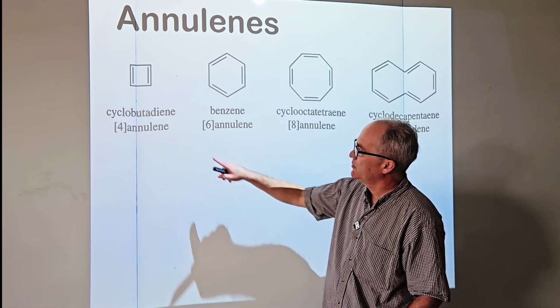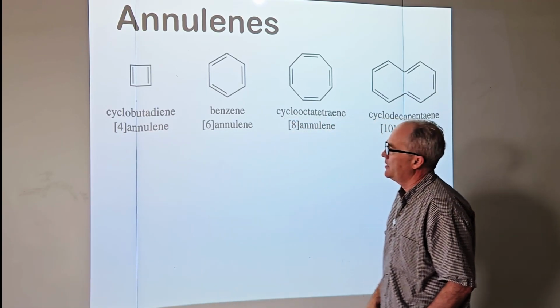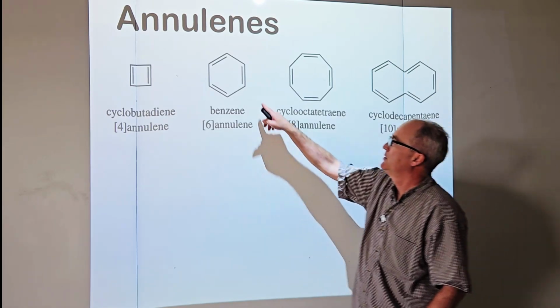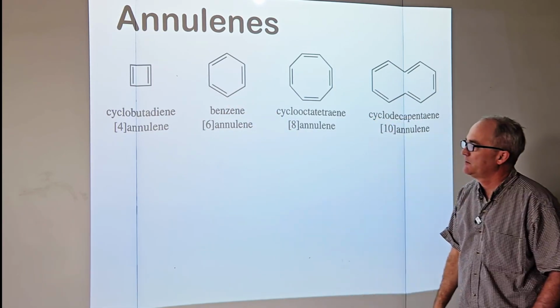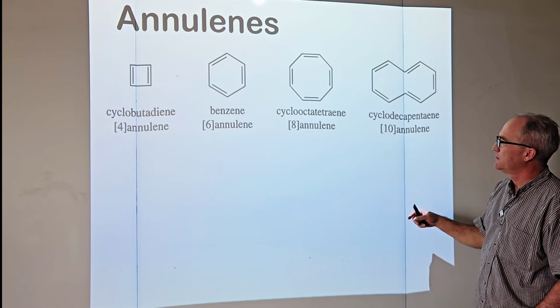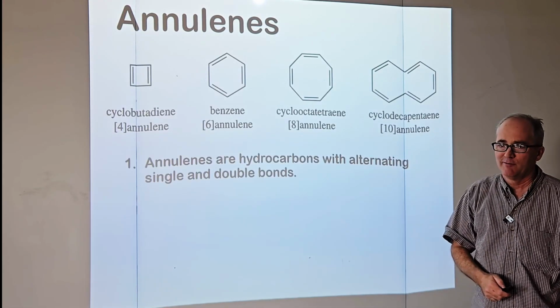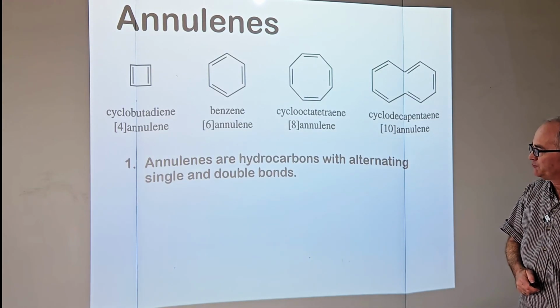Annulenes. Cyclobutadiene, 4 carbons, we just call it a 4-annulene. Benzene, 6 carbons, we can call it a 6-annulene. And then some of these other things. I won't hold you to name any of these annulenes. We've got better use of our time here.